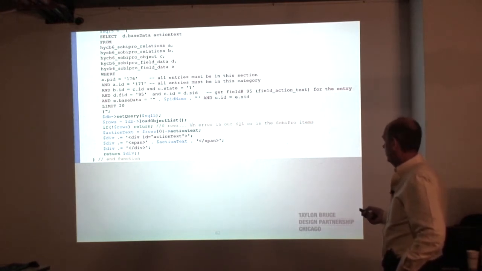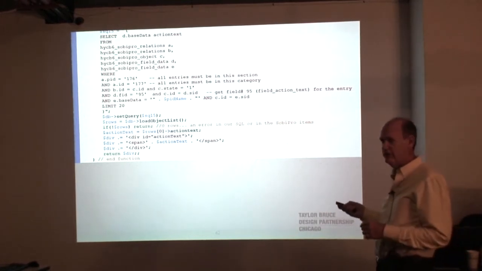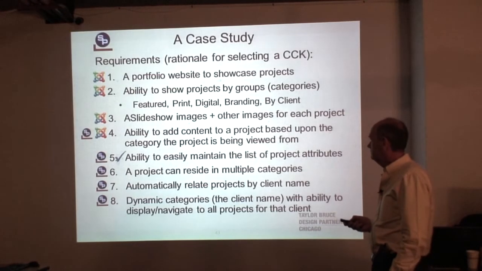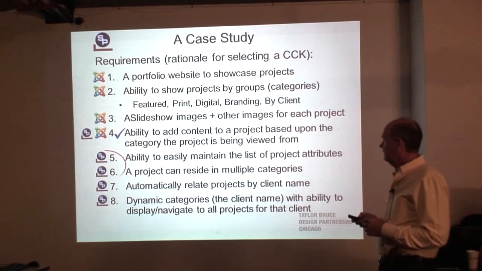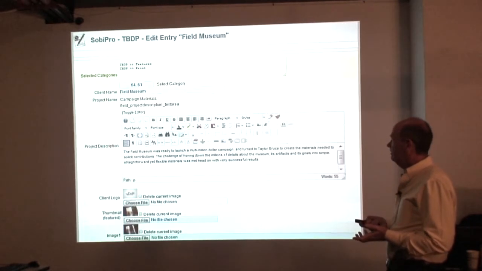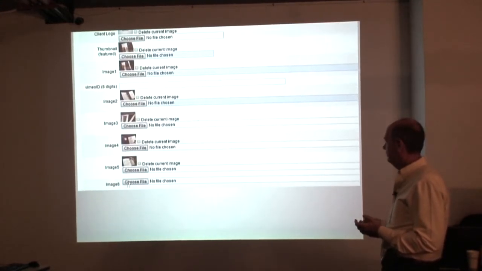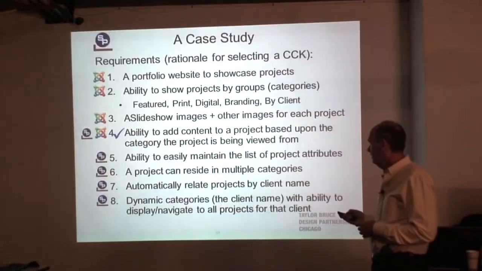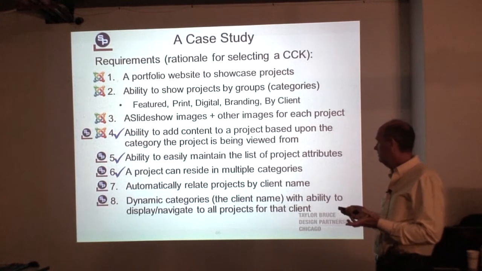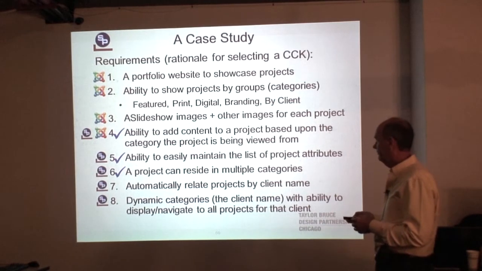And so what I'm doing here is I'm looking for a category name that's equal to the field name, and I match it up and I find it and I spit out the HTML along with the action text, which is that marketing information. So that's sort of the code behind that piece. The next two pieces, ability to easily maintain a list of project attributes, and the project can reside in multiple categories. Well, that really doesn't involve any code, but this is sort of how you do it. So you have the multiple categories, and then you have all these fields that you just put information in, text or you choose the file, and that's pretty easy. And so it's a form, and I like that, and it's nice and easy for somebody unfamiliar to maintain without making any mistakes.